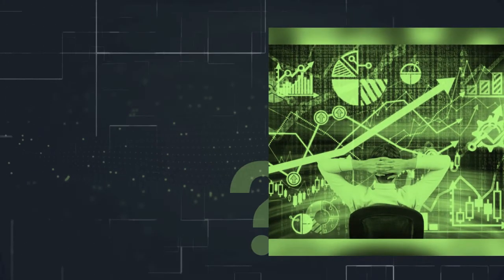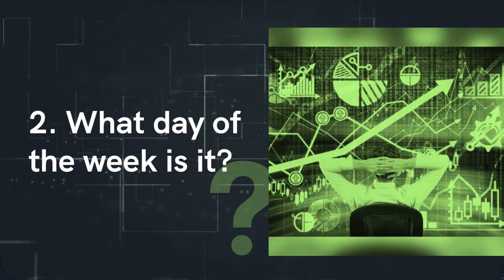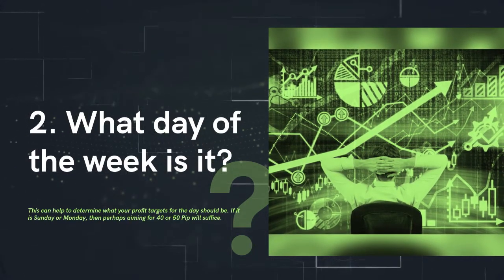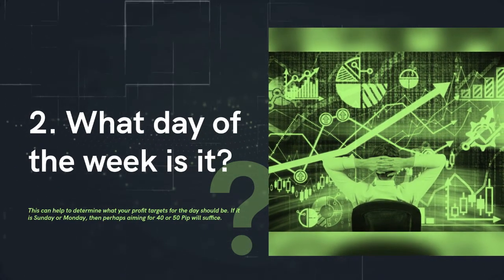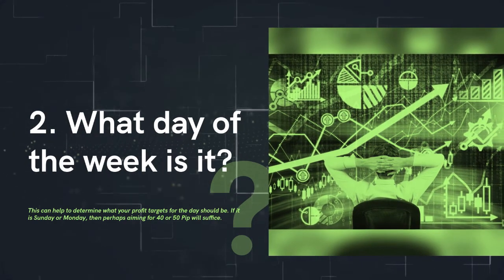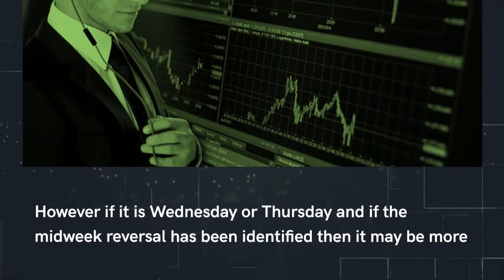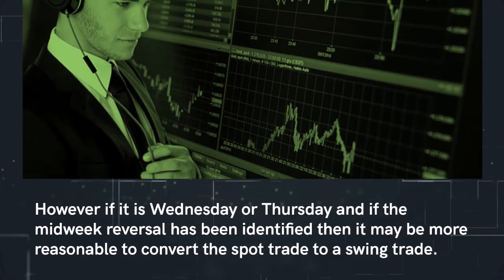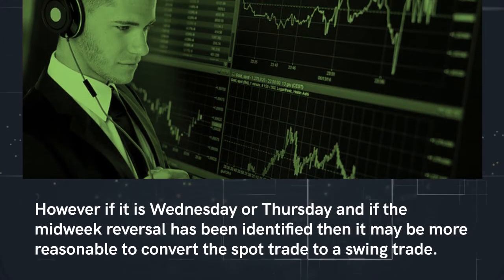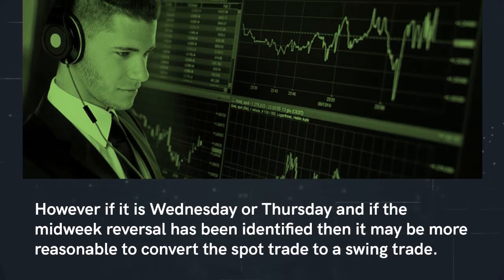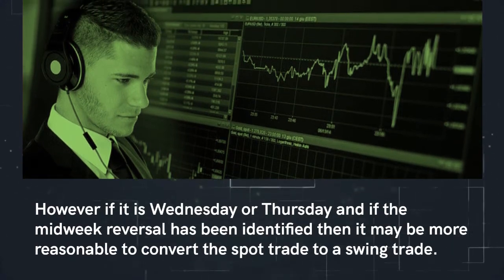2. What day of the week is it? This can help to determine what your profit targets for the day should be. If it is Sunday or Monday, then perhaps aiming for 40 or 50 pips will suffice. However, if it is Wednesday or Thursday and if the midweek reversal has been identified, then it may be more reasonable to convert the spot trade to a swing trade.